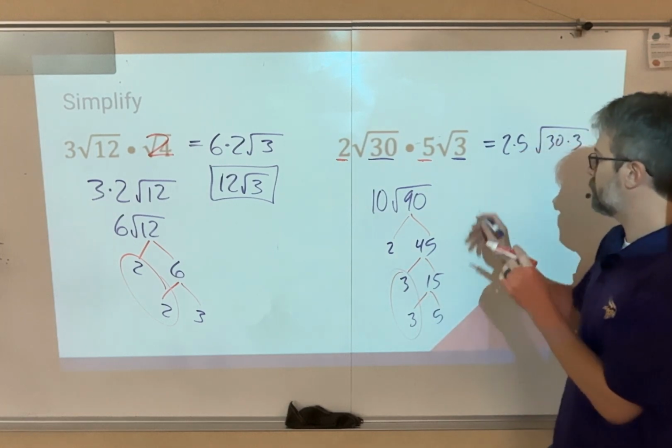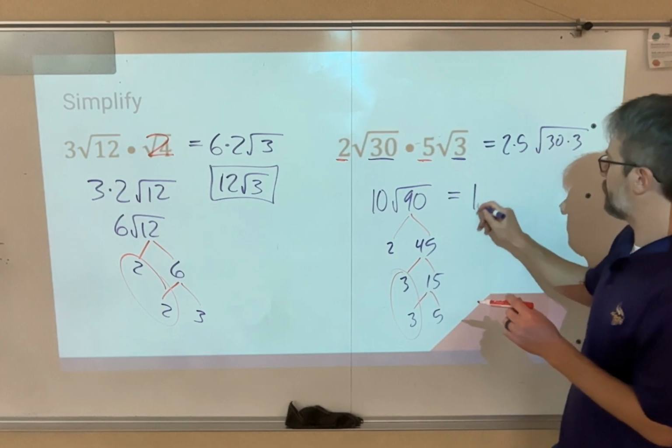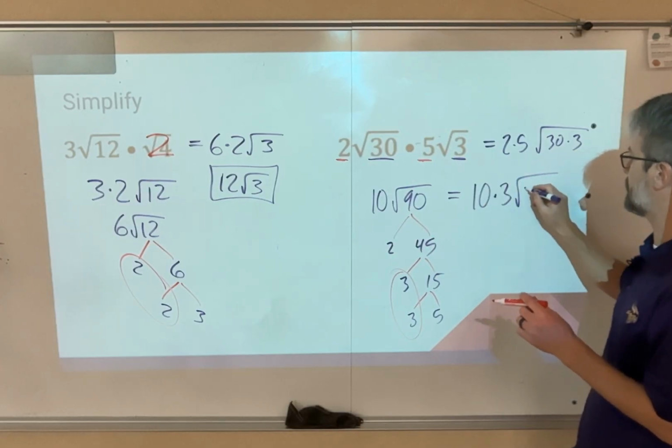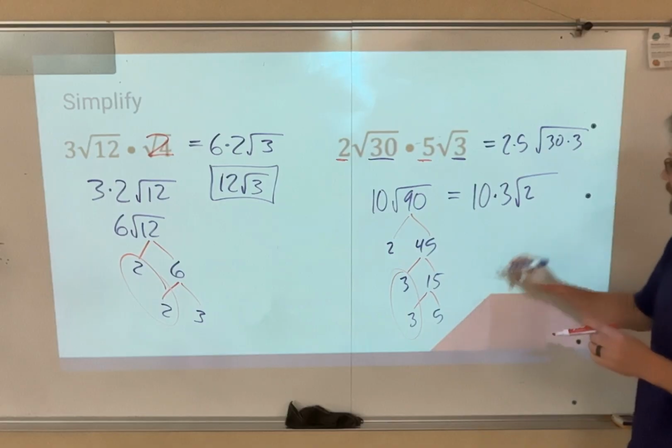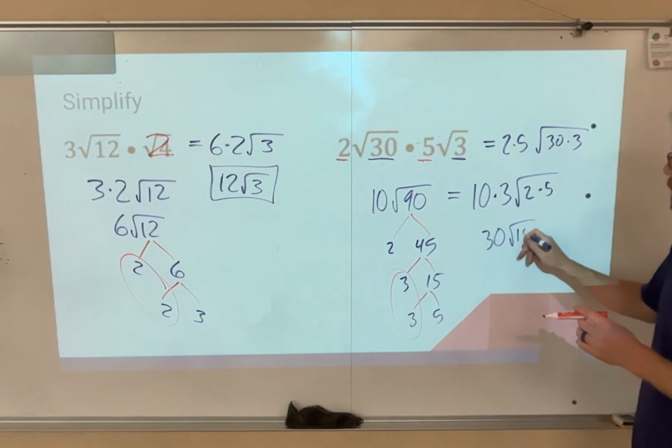There's my group of 2. So on the outside, we've got a 10 already. That 3 is going to join it. And then on the inside is this 2 and this 5. And we're left with 30 root 10.